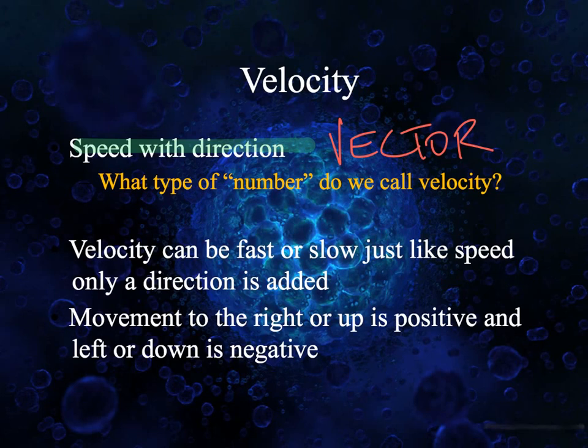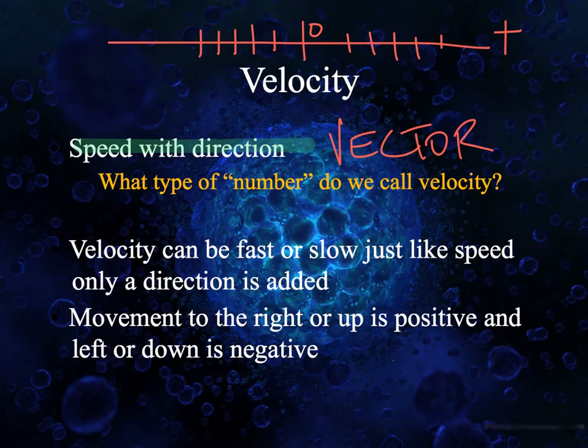Now, velocity can be fast, it can be slow, just like speed is, except that direction is added to it. It can also be moving up or down, left or right. Last week we talked about how negatives give us direction. They indicate direction. So one way I want you to think about this is if you have your number line, and let's say this is 0. As you go to the right, your numbers are all positive.